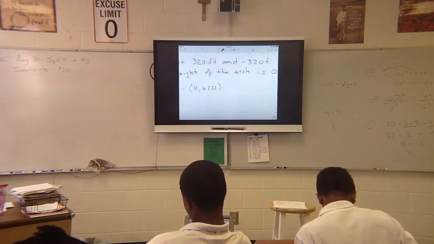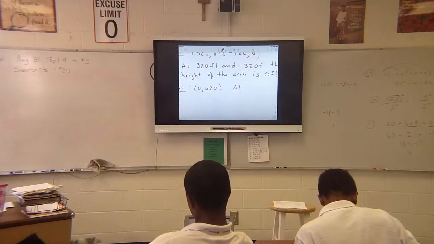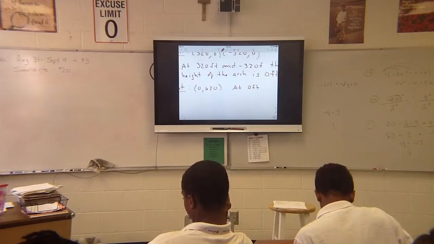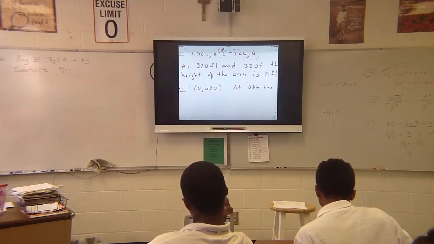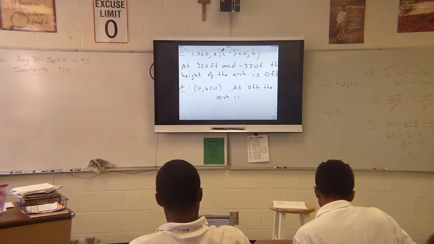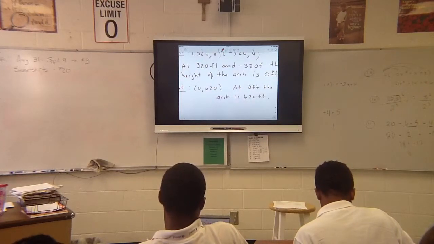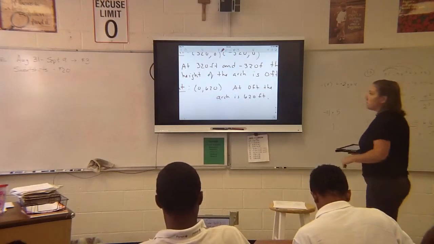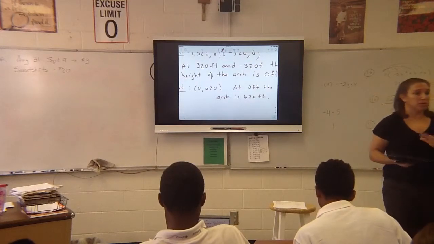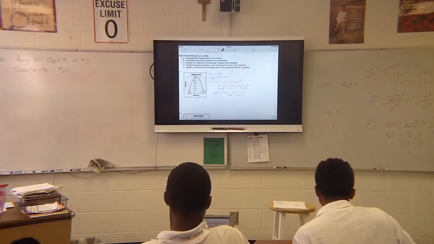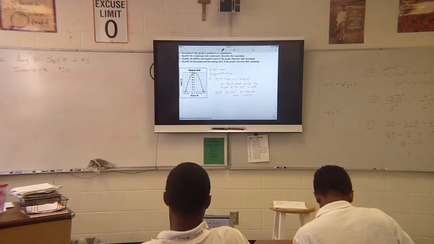So at 0 feet, the arch is 620 feet high. Like I said, you literally just talk about each number, what it means, and that's it. Now the next part, identify positives and negatives.